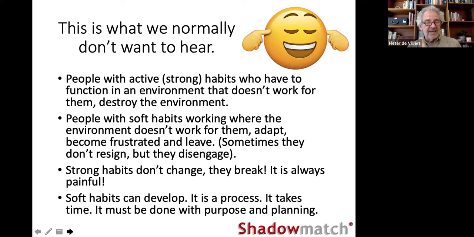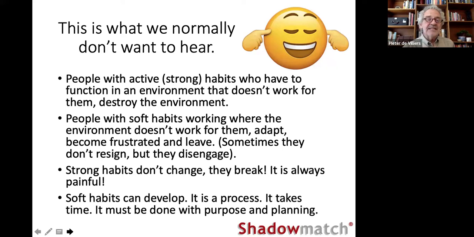If we bring somebody into a soft environment with strong and assertive, very well-defined habits, brace yourself. Then people with soft habits working where the environment doesn't work for them adapt. They adapt. But then they become frustrated over a long period of time and they leave. Soft habits have the initial ability to adapt if the environment doesn't work for them. But it's unsustainable. Over a period of time, they become frustrated and they leave that environment.